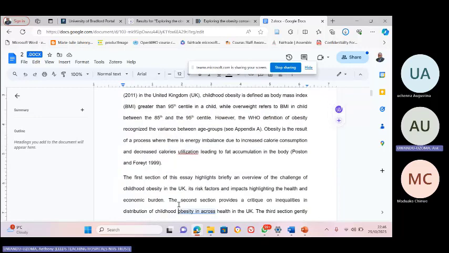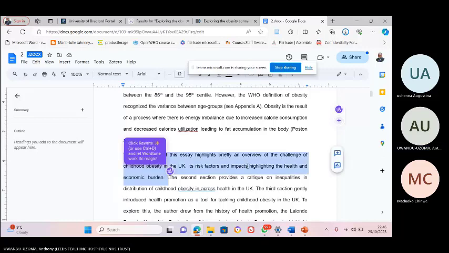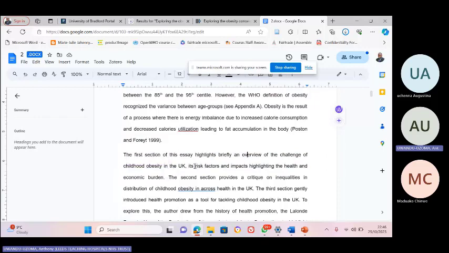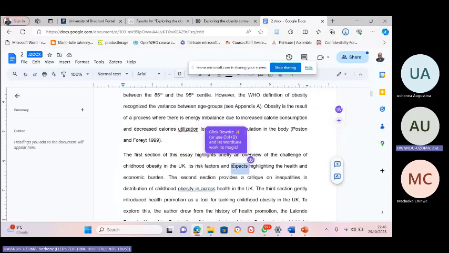Now I started the introduction properly. I said the first section highlights this. Can you see that this is my first section? I grouped my essay: risk factors, impact. Overview is one paragraph. Risk factors is another paragraph. Impact is another paragraph, and economic burden. So there are different paragraphs, and I grouped them as my section 1.